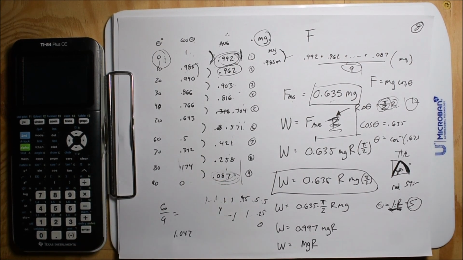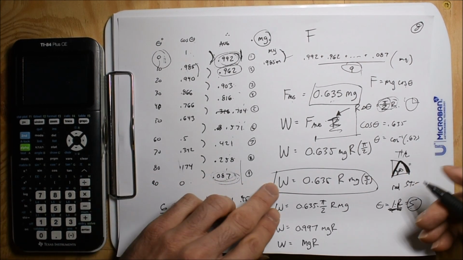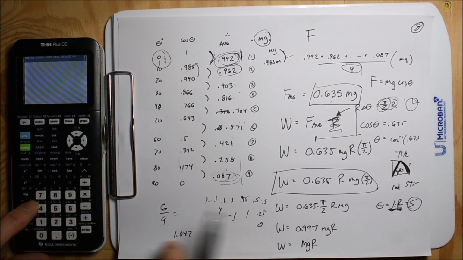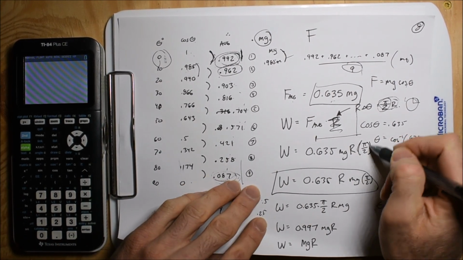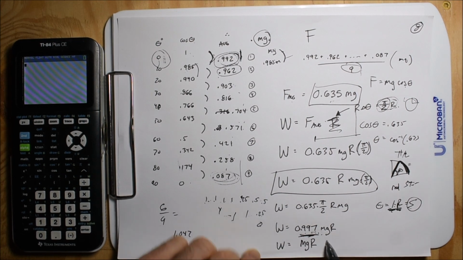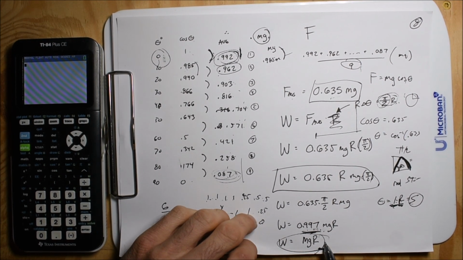All right, so we're ready to finish this up. You get 0.635, and you multiply by pi over 2. Since I messed up and didn't do pi over 2, I had to change all this. You get 0.997. This is pretty close to 1, and you get work as mgr.